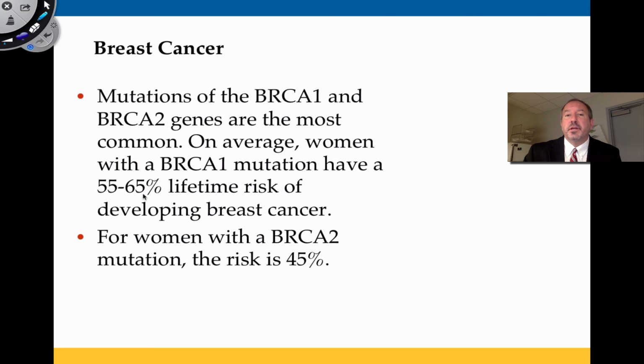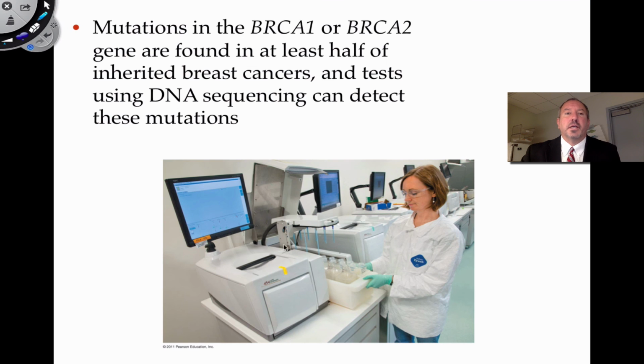Now, that's important information to have. If you had your genes screened and you had that mutation, you might want to take a preventative measure. In other words, you might want to go in for a mammogram more often, or you might even want to take the action, and I'm not a physician, of removing the breast tissue in order to prevent that from occurring. So a mutation here is a 45% chance of developing breast cancer, and these mutations are found in at least half the inherited breast cancers.